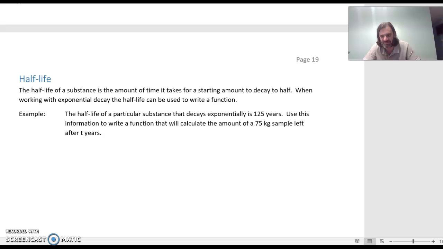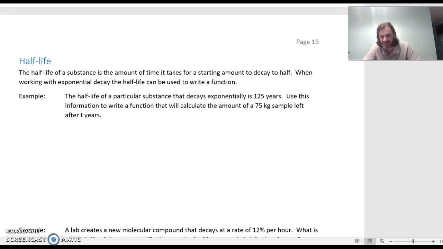Okay, so let me try and slide this down a little bit. The half-life of a particular substance that decays exponentially is 125 years. Use this information to write a function that will calculate the amount of a 75 kilogram sample left after t years. So half-life, what does that mean?